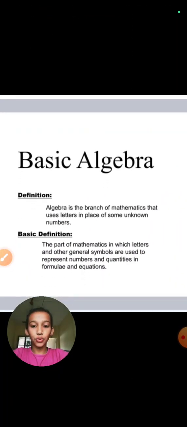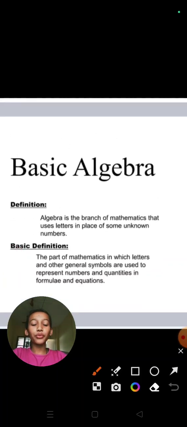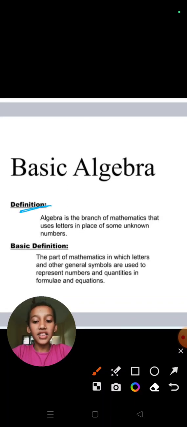So I will just zoom it. Basic algebra. So we are going to see basic algebra. So what is algebra? Let's see. So this is the definition of algebra. Algebra is a branch of mathematics that uses letters in place of some unknown numbers. It is a branch of mathematics, and it uses letters.